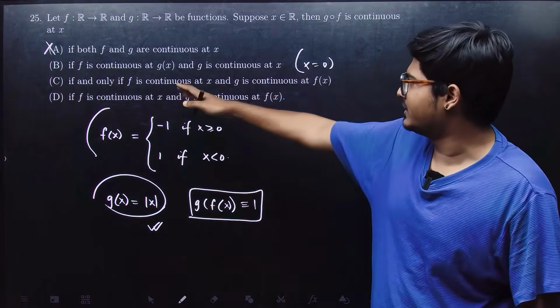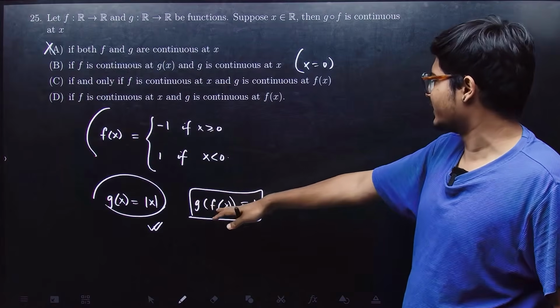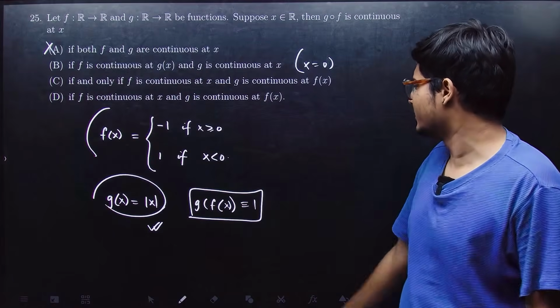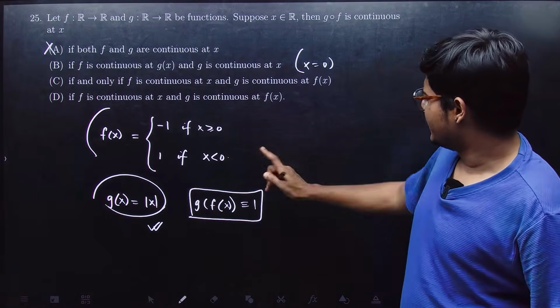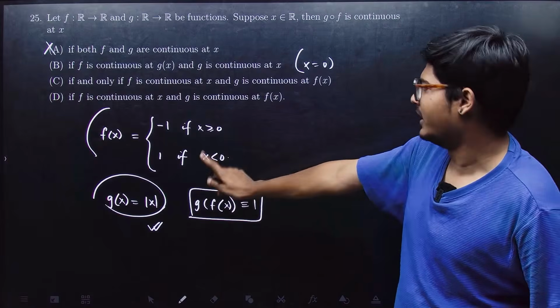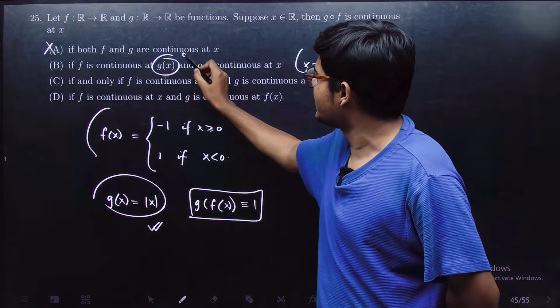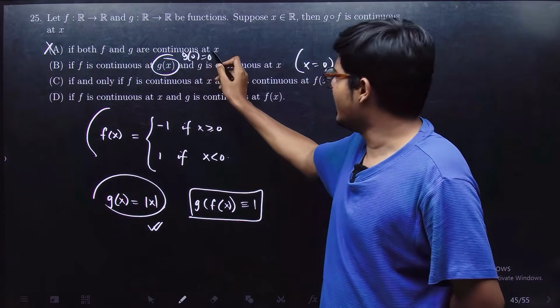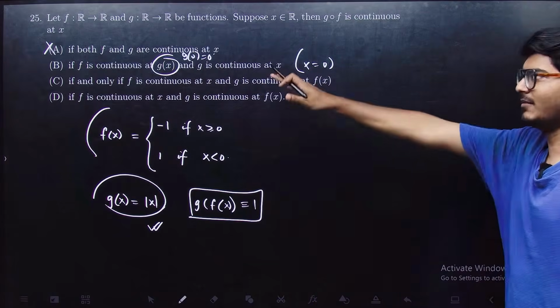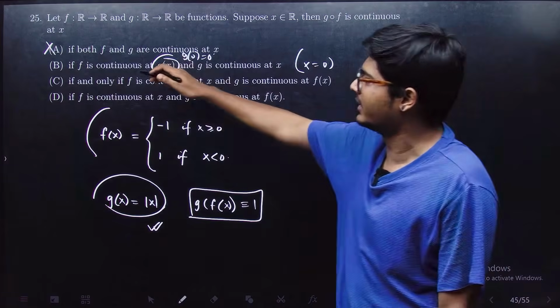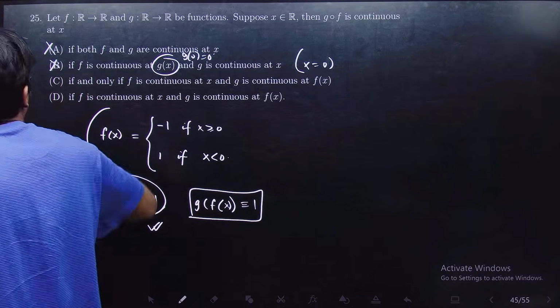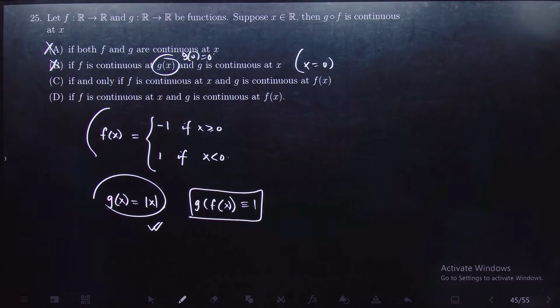F is continuous at g of x, that is, at 0. It's not, right? What is the value of g of x? G of x is going to be just 0, right? And at 0, f is not continuous, right? F is not continuous at g of 0, which is equal to 0, right? But we still have f of g is continuous, right? So the same example works for option B as well, right? So this is not again the necessary condition. If and only if f is continuous at x and g is continuous at f of x, okay?